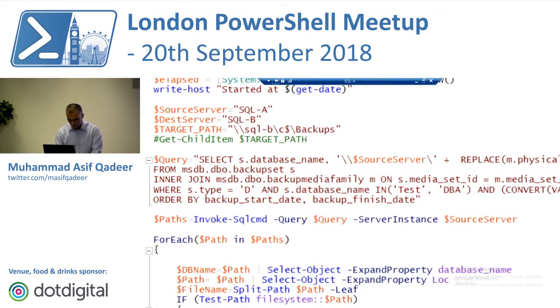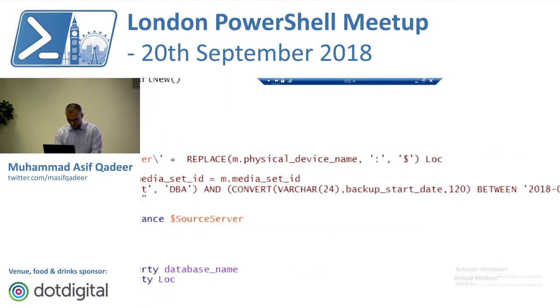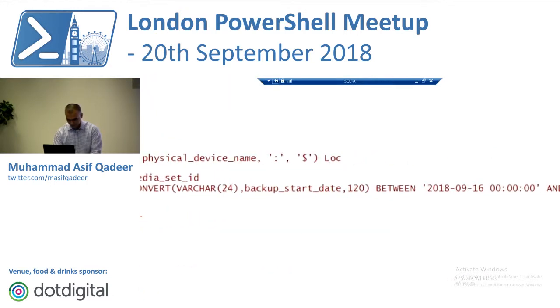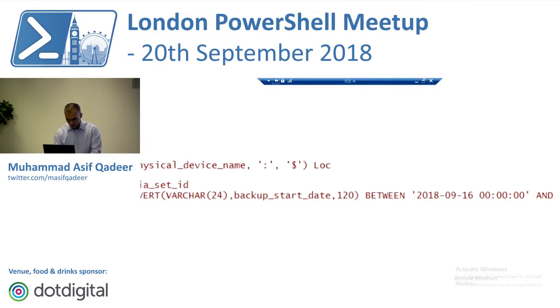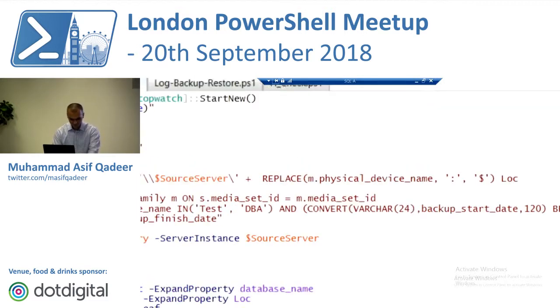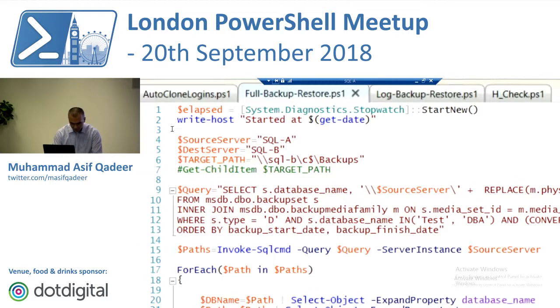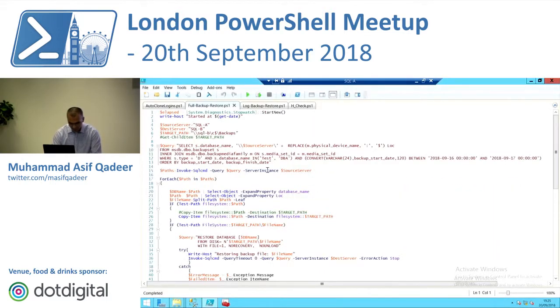I filtered it from the backup start date. I put the time, from where to where it picks up the full backups. And then here I'm passing that query and storing the results in the path.